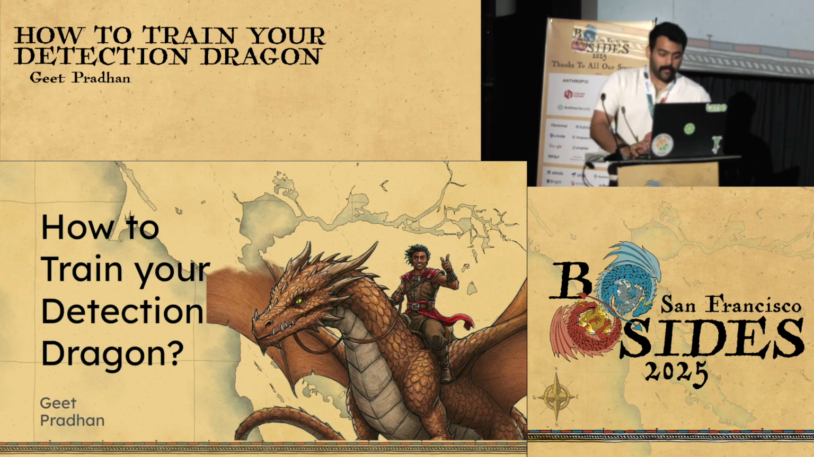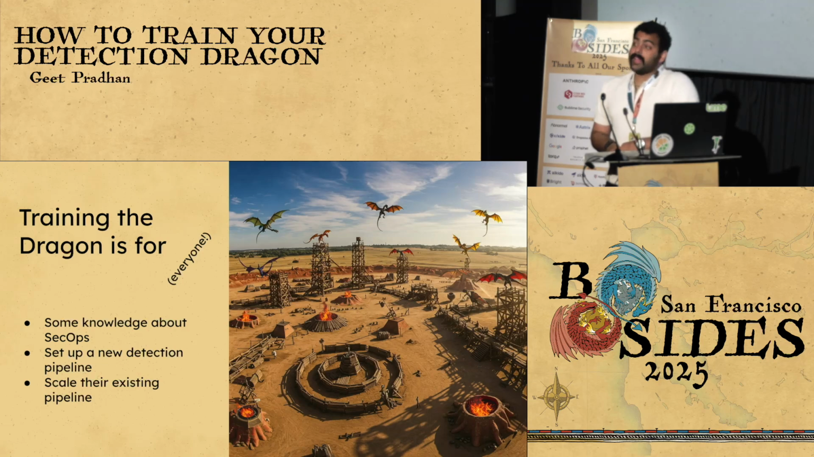Cool. So, training the dragon is basically for everyone. But I understand there's a lot of different talks out here. For this talk, you do need a little bit of knowledge or understanding about SecOps in general. I will go through the technical definition, but this is also something which I've been really focused on. This talk is great for someone who wants to set up a new detection pipeline or scale their pipeline, or even just wants to know what SecOps is all about.